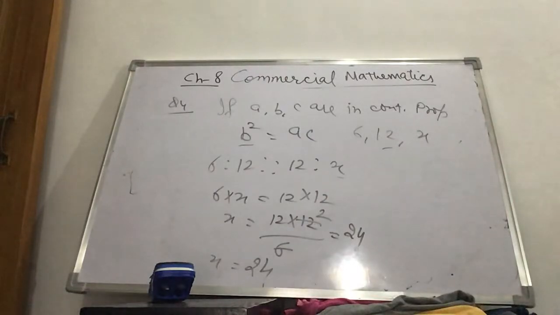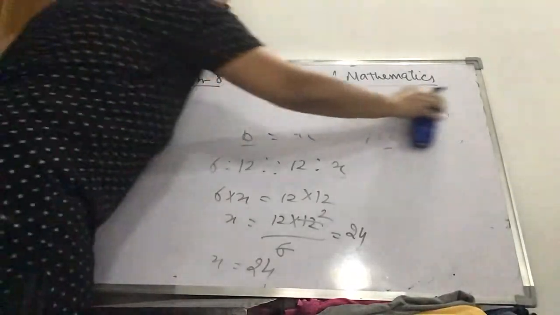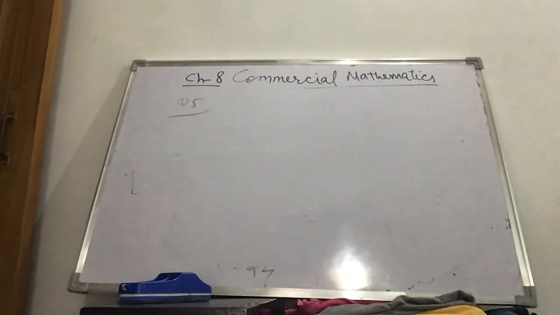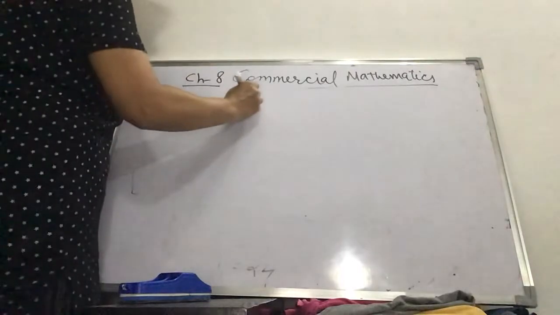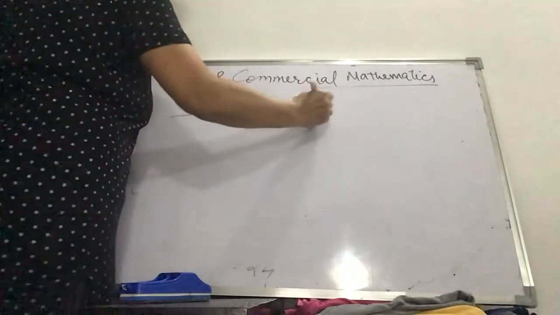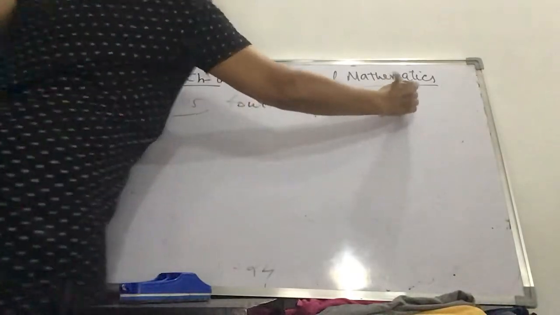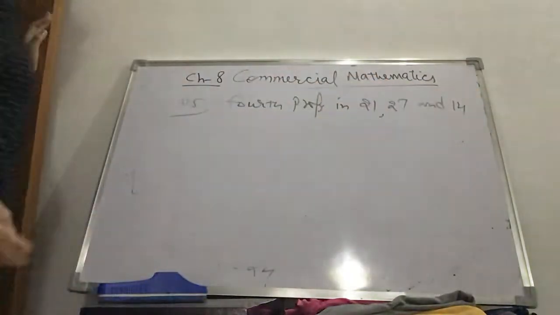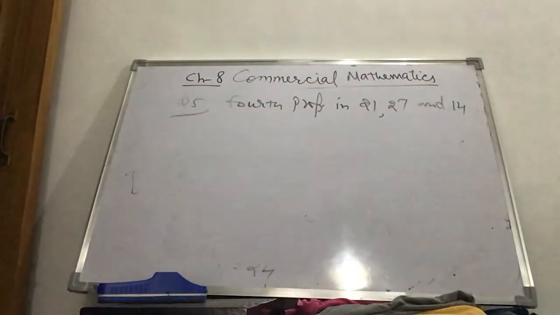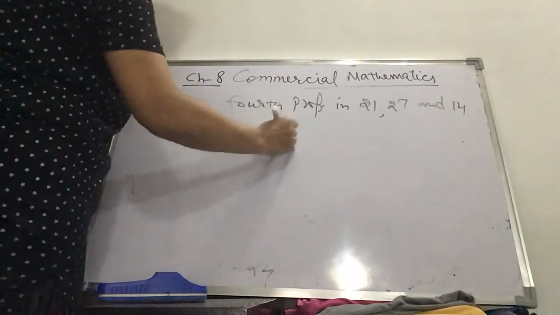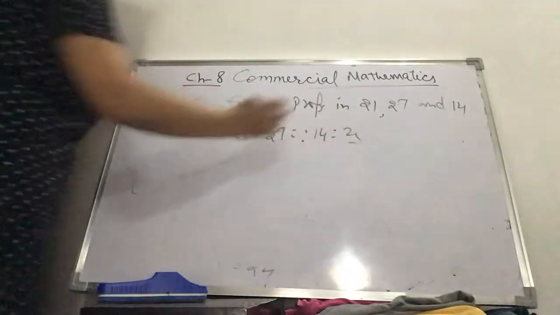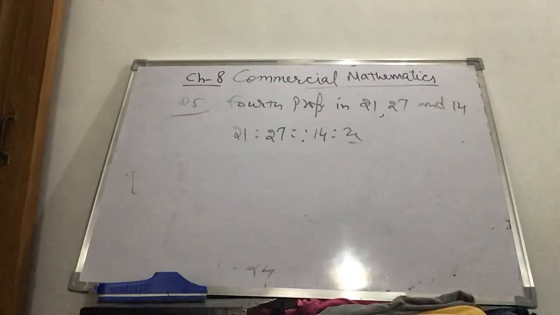Question number 5. Find the fourth proportion in 21, 27 and 14. Here we have to find out the fourth proportion, means fourth term. So 21 ratio 27, proportion 14, ratio X. X will be the fourth term. We have to find out the fourth proportion.